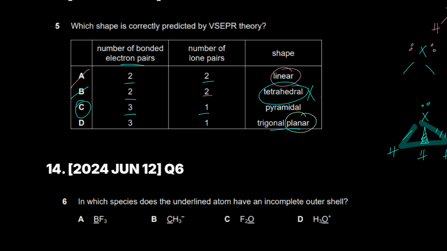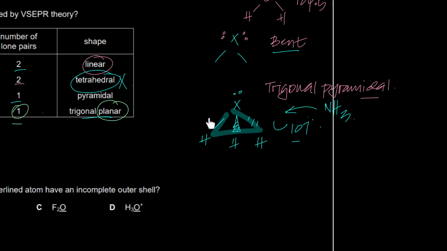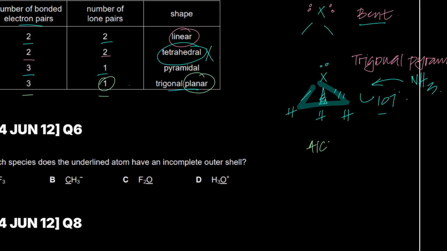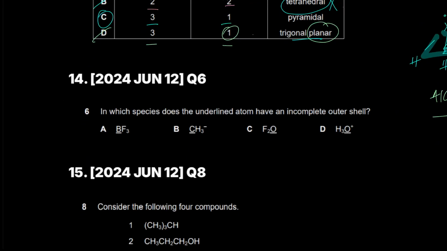It can never be planar if there's a lone pair. So without even looking at it, I could eliminate D. But if you want to look at it, 3 electron pairs and 1 lone pair. Is this trigonal planar? Trigonal planar should have no lone pairs. It should be just 3 bonds, right? It's just like AlCl3. So D is wrong.